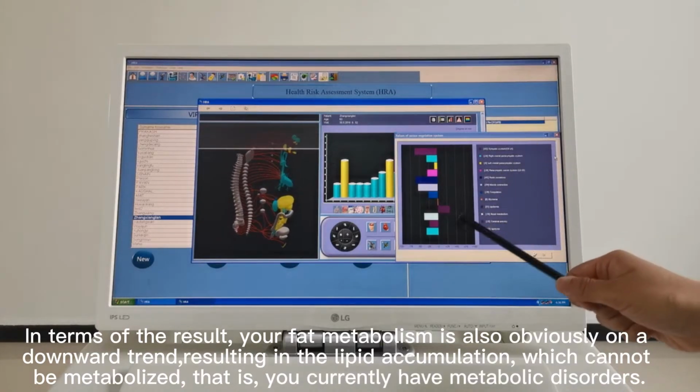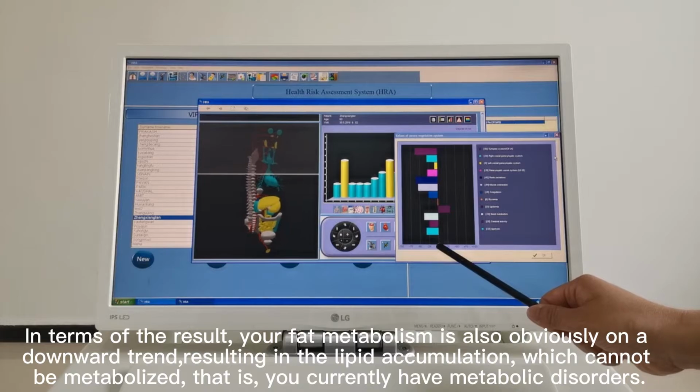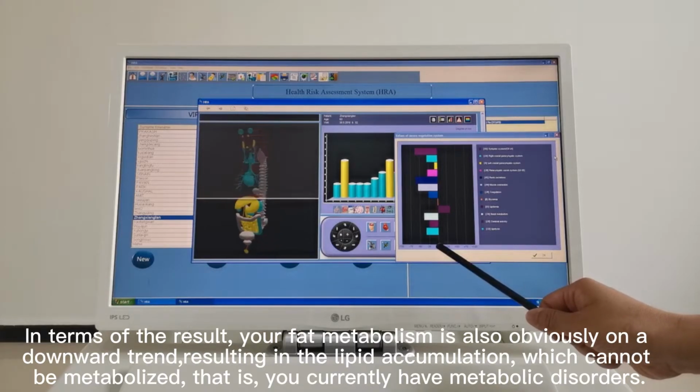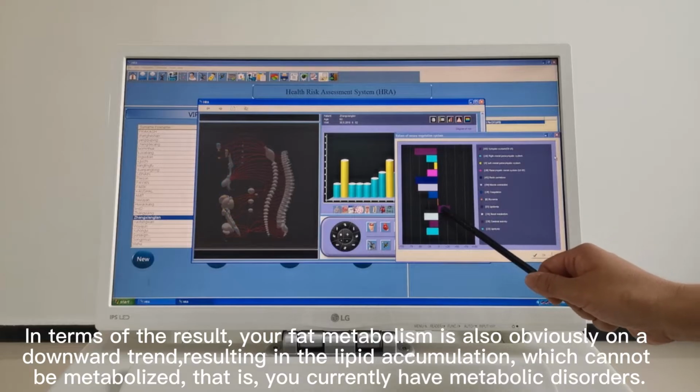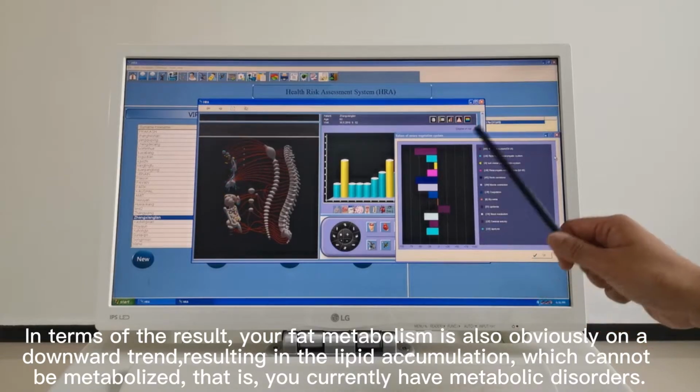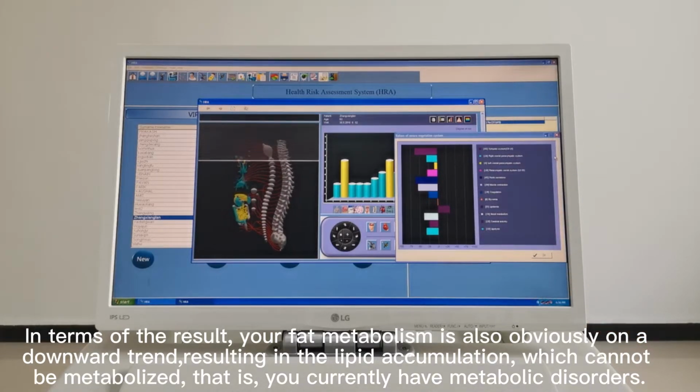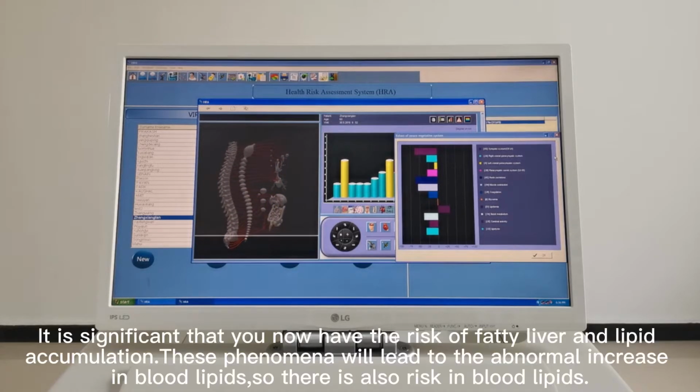In terms of the result, your fat metabolism is also obviously on a downward trend, resulting in lipid accumulation, which cannot be metabolized. That is your current metabolic disorder. Given these conditions, it is significant that you now have the risk of fatty liver and lipid accumulation.